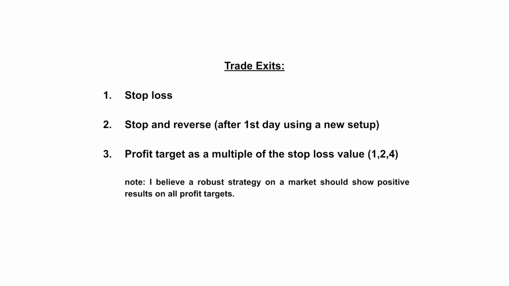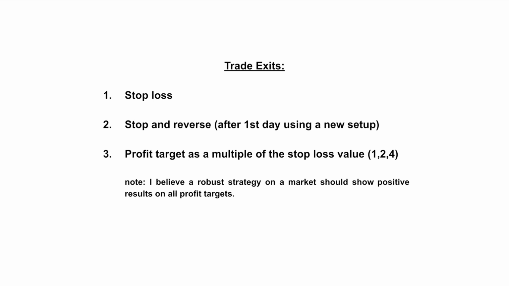Number 2 is stop and reverse, and this only happens after the first day because we only take one trade the first day. And that means if we haven't hit our stop loss or we haven't hit our profit, but we get an entry signal to go in the opposite direction to what we're already in, then we exit the position we're already in and then open the trade into the new position.